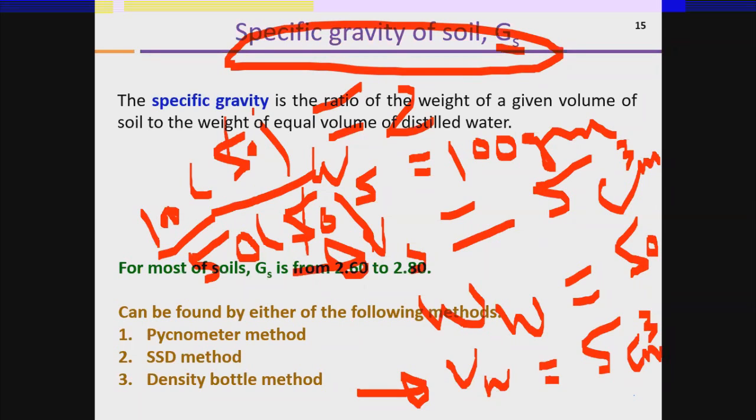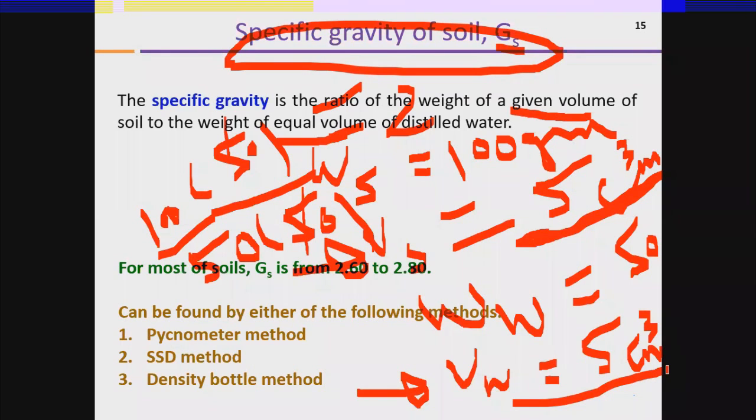Okay? Like I'm discussing with you that specific gravity is the ratio of a given volume. Now given volume is how much? 5 cubic centimeter. Okay? And to the weight of equal volume of water, distilled water. Okay? Weight of what? Equal volume. Now equal volume is how much? 5 cubic centimeter. Meaning to say, if you are talking about the specific gravity of a soil, then you will compare that weight of the soil with the weight of what? With the weight of water. So water in this case is used as a benchmark.